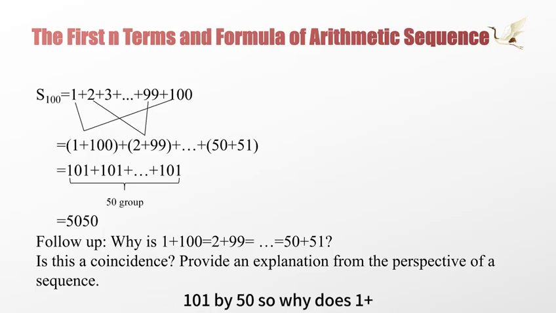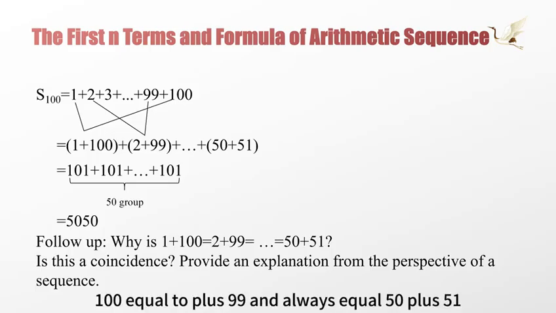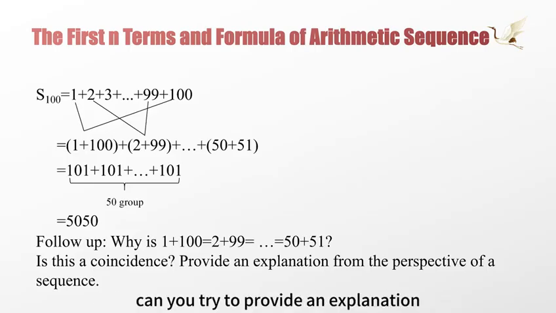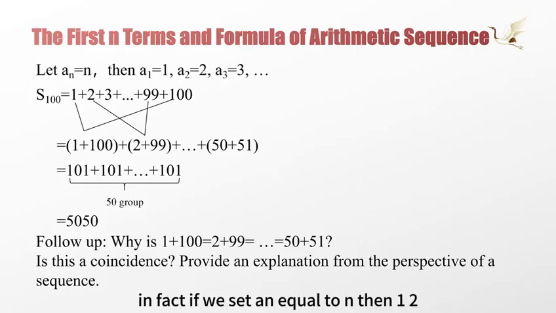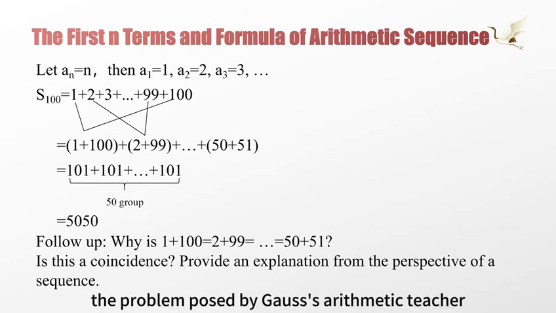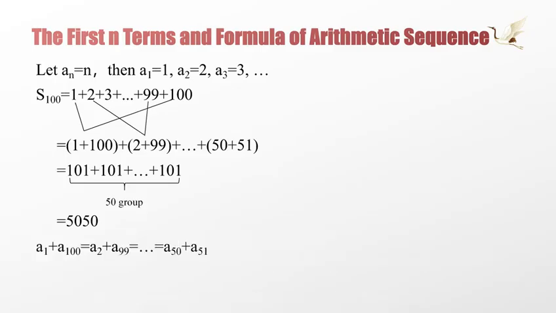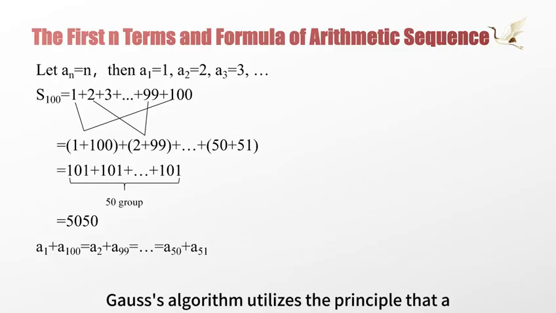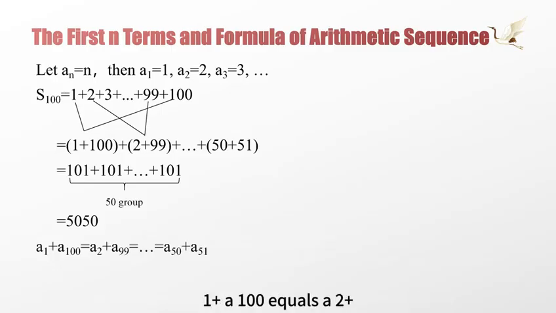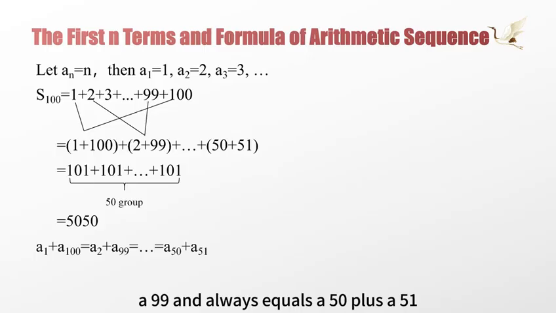So why does 1 plus 100 equal 2 plus 99 and always equal 50 plus 51? Is this a coincidence? Can you try to provide an explanation from the perspective of a sequence? In fact, if we set a_n equal to n, then 1, 2, 3 all the way up to 100, that is, a_1, a_2, a_3 all the way up to a_100. The problem posed by Gauss's arithmetic teacher is to find the sum of the first 100 terms of the sequence a_n. Gauss's algorithm utilizes the principle that a_1 plus a_100 equals a_2 plus a_99, and always equals a_50 plus a_51.